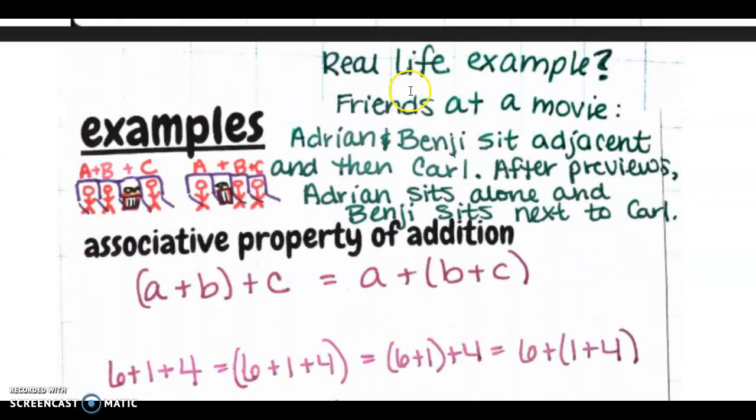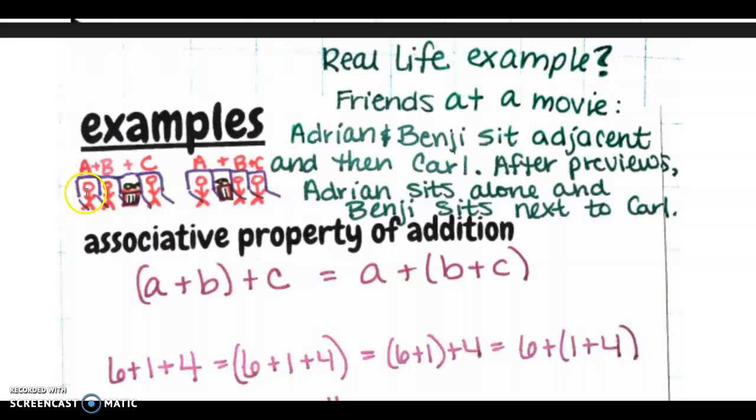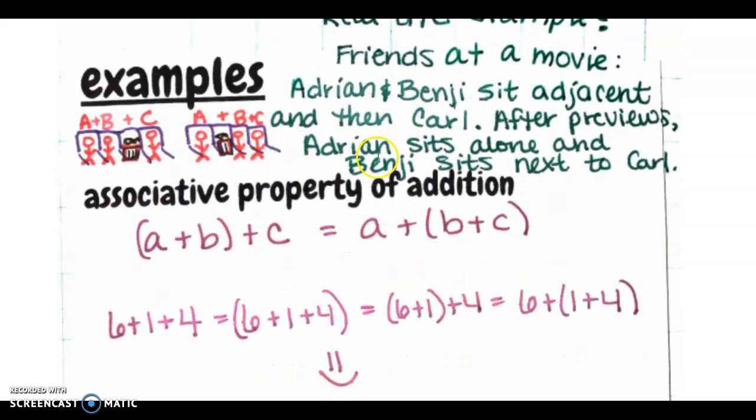Okay, real-life example. So you have friends at a movie. Adrian and Benji sit next to each other with popcorn in the next seat, and then Carl is by himself. And then after the previews, Adrian sits alone, and then there's popcorn in the middle, and then Benji sits next to Carl. So you have Adrian and Benji associating together, or you can have Benji and Carl associating together. But either way, Adrian, Benji, and Carl are all at the movies together, regardless.